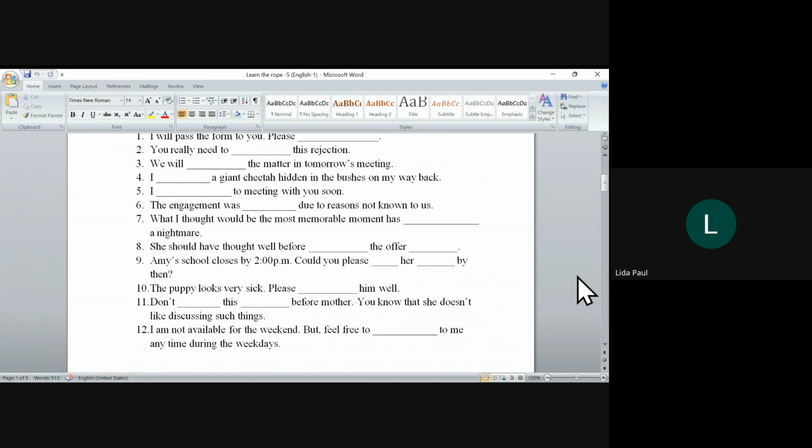Next, 10th one. So this is then an example of what? This is separable. Pick her up, right? You've used a personal pronoun in between the verb and the preposition.